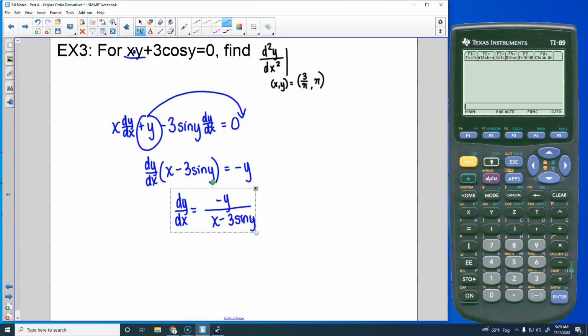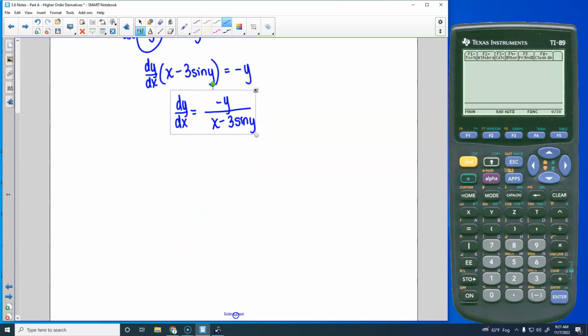Okay, all right, so we have our first derivative. Now we need to take our second derivative. You'll see that most of your second derivatives are going to require a quotient rule, as this one does also here.